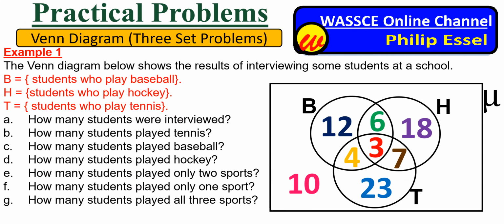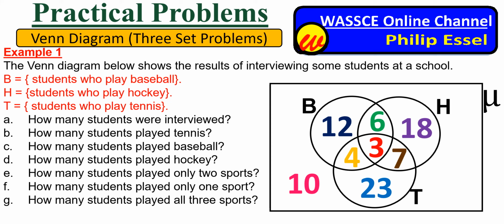So let's look at the first example under 3 set problems, and I'll read the question. The Venn diagram below shows the result of interviewing some students at a school. B is a set of students who play baseball. H is a set of students who play hockey. And T is the set of students who play tennis.